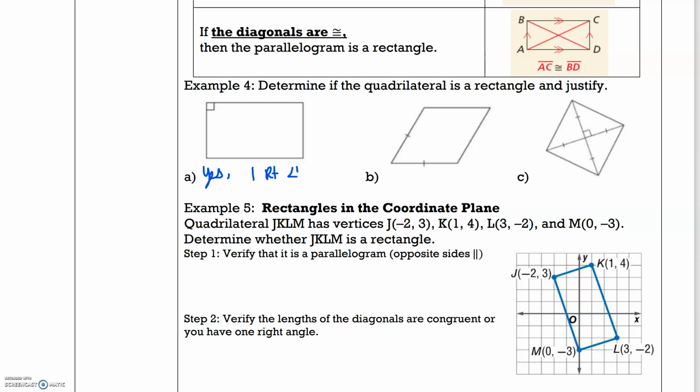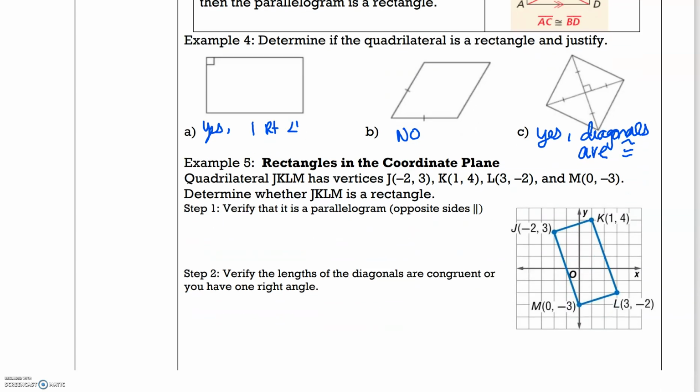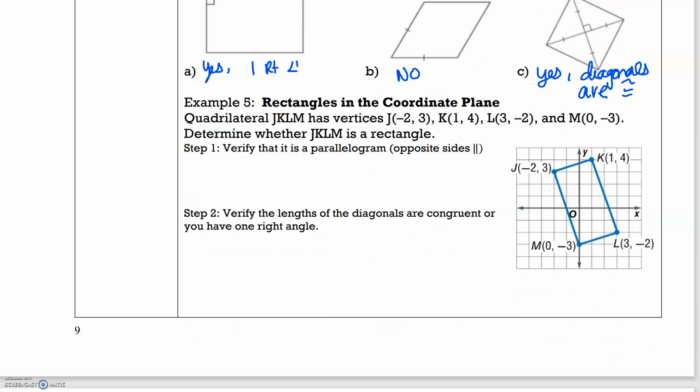So this one, it's not opposite sides, it's the sides next to each other, so this would be a no. And then this one, these diagonals bisect each other and they're congruent because of those tick marks. So that is going to be a yes. The diagonals are congruent.